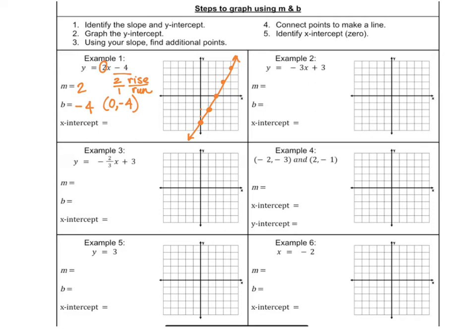Now that I have that, I can identify my other key feature, my x-intercept. I can see that my line crosses through the x-axis at 2, 0. So that is my x-intercept. Now I can write it as x equals 2, or I can write it as an ordered pair, the same way I did with my y-intercept, where I said b equals negative 4, or 0, negative 4. I can do the same with my x-intercept. So I'm going to show both of them. Let's try one more, and then I'm going to leave the rest for you to try.